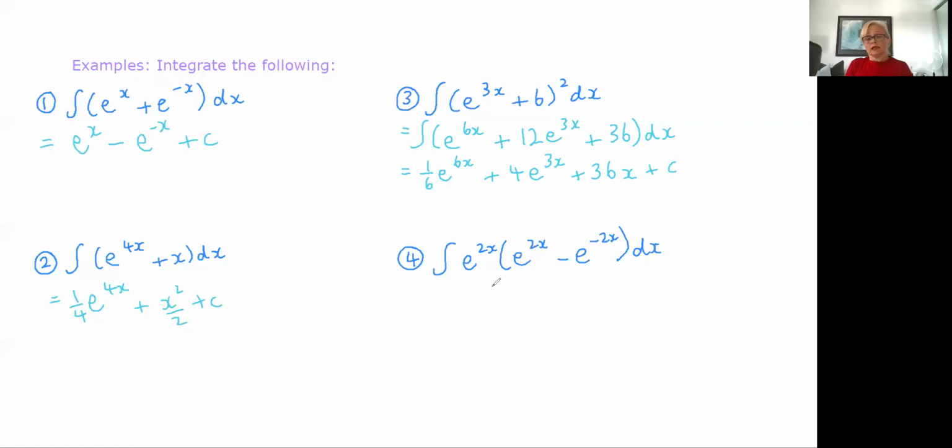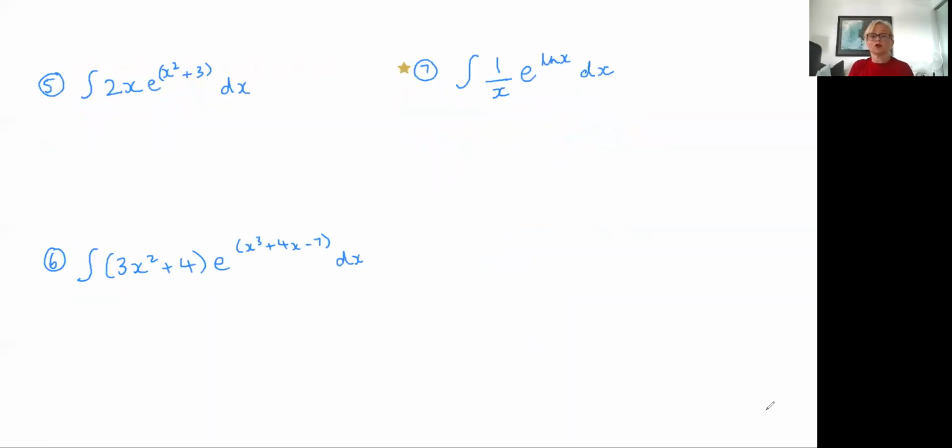Next one here, clearly it would make sense to expand before we try to do any integration. e to the 2x times e to the 2x, if you're multiplying powers with the same base, you add the indices, so that's e to the 4x. e to the 2x times e to the negative 2x is e to the 0, which is 1. So we get e to the 4x, but we get 1/4 of it. You can either write the 1/4 out the front or put it over 4 there, it doesn't matter. And that one is done.